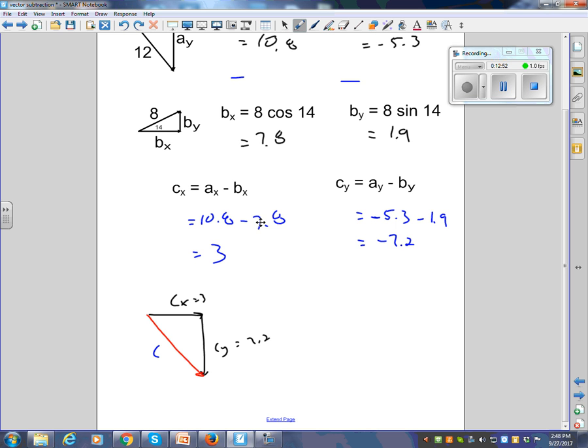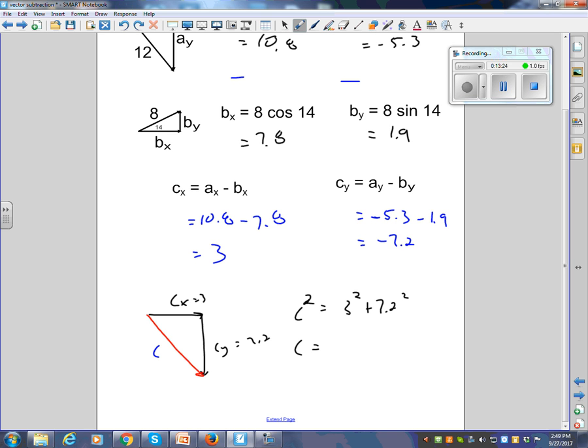Why is that 7.2 down? Why do you not have a negative sign in front of it? Well, now we're just talking about the length of it, right? If I square that, it's not going to change it. So C squared is going to be equal to 3 squared plus 7.2 squared. It's just a regular triangle.